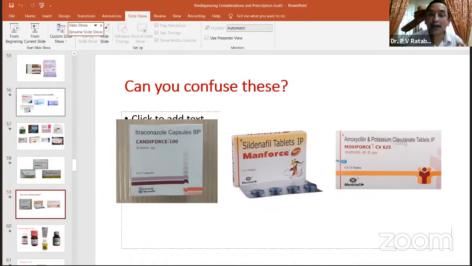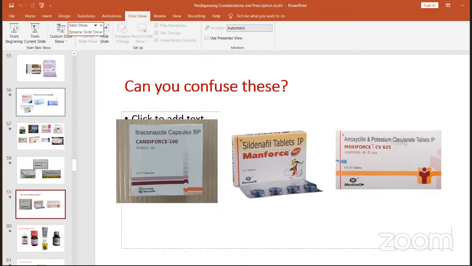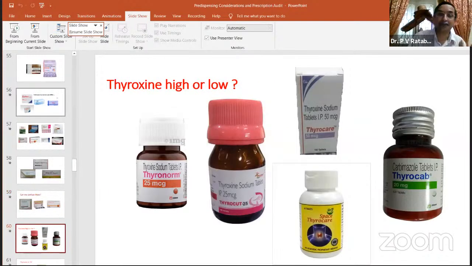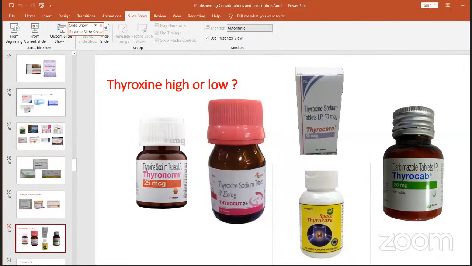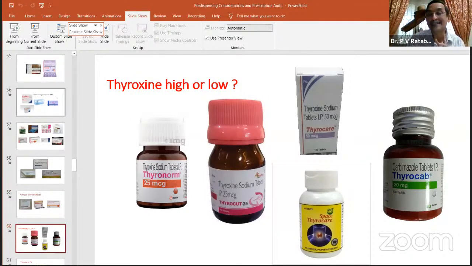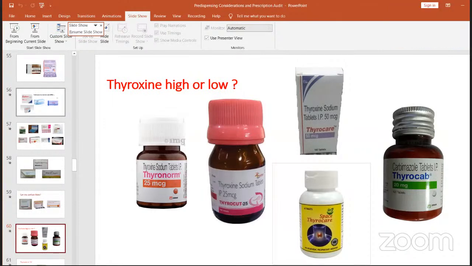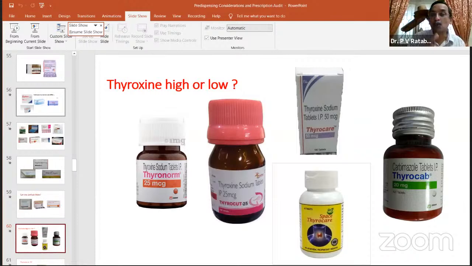So if you are keeping drugs of one company together, Manforce can be given in place of Moxiforce, and he will increase his force instead of taking care of his infection without getting Moxiforce. So please be careful. And thyroxine, Thyrocab is carbimazole, exactly opposite. And a doctor may feel Thyrocut from the name is also carbimazole.